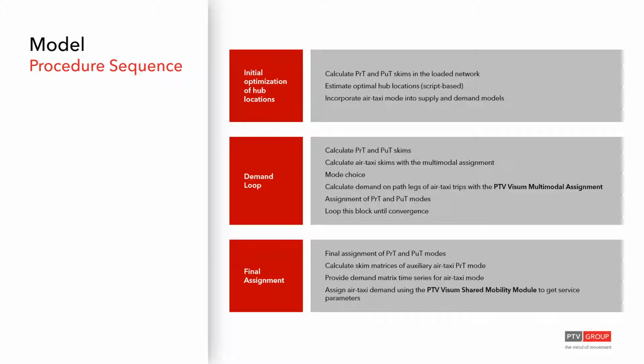Finally, we've done the assignment for private and public transport modes, calculated schemes for auxiliary air taxi PRT mode, provided demand matrix time series for air taxi. And the final step was to assign air taxi demand using the shared mobility module to get service parameters. So effectively, this is a dynamic assignment that allows to evaluate the fleet sizes to serve the forecasted demand.